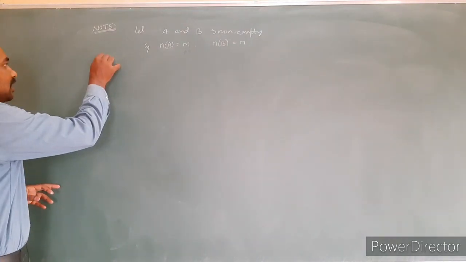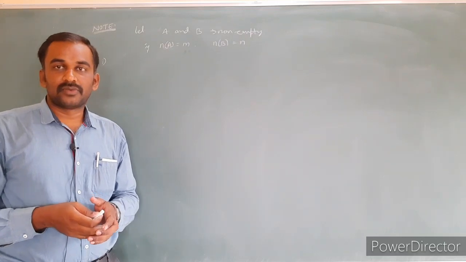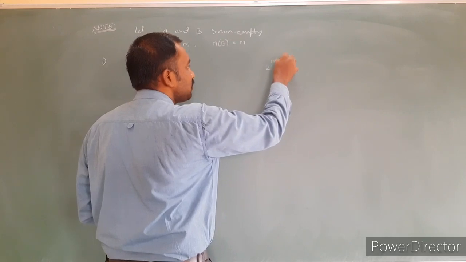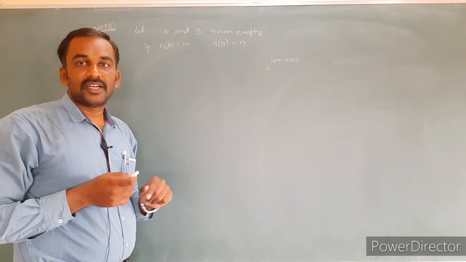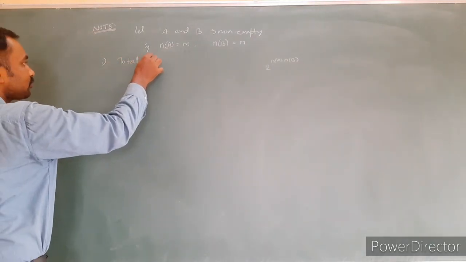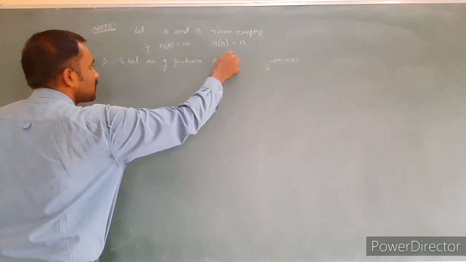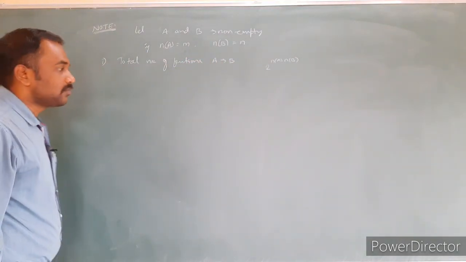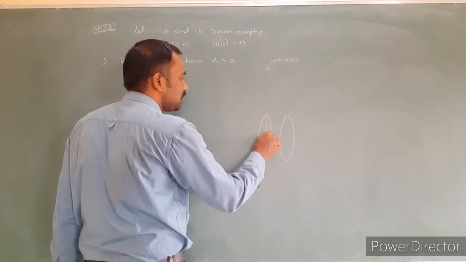Earlier, you know the total number of relations is 2 power n of A into n of B. In the same way, we require the total number of functions from the set A to set B. You already know that from the ray diagram. For example, set A contains 1, 2, 3, 4.